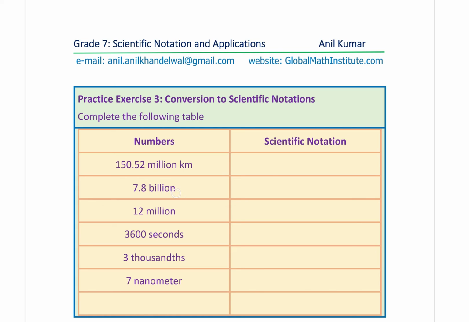Now, if you have to write it in scientific notation, we know what billion is. It has 9 zeros. So straight away you could write 7.8 times 10 raised to the power 9. That is how you could write it. 3 thousandths means divided by 1000. 3 times 10 to the power of minus 3 could be your answer for this.